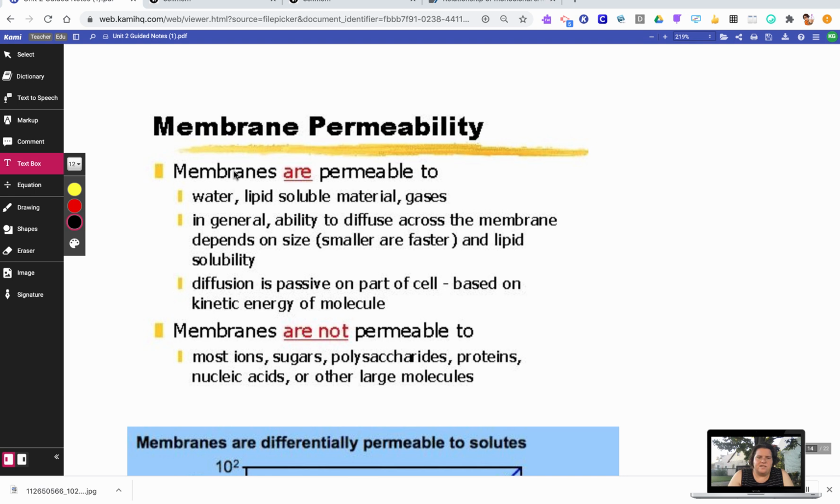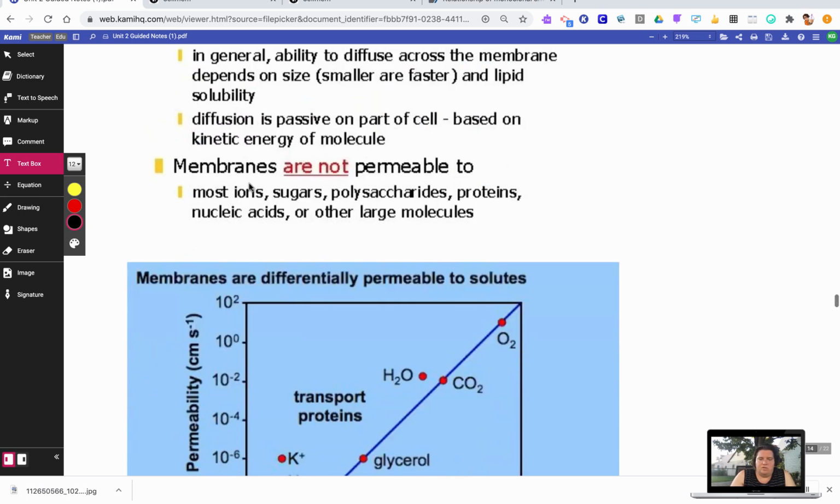All right, so this is just a graphic I found that had a good summary. Membranes are slightly permeable to water, lipid soluble things, gases, and things that are small. So it's highly dependent on size. The smaller, the faster it gets through, and its ability to dissolve in lipids. If it's able to dissolve in lipids, it's more likely to get through. But they're not going to be permeable to things that are big, polar, or charged.